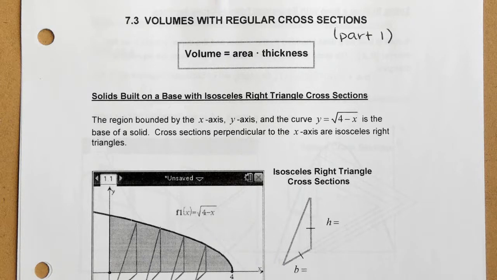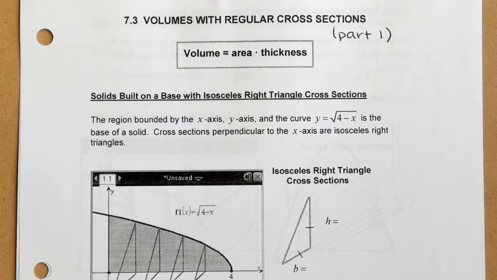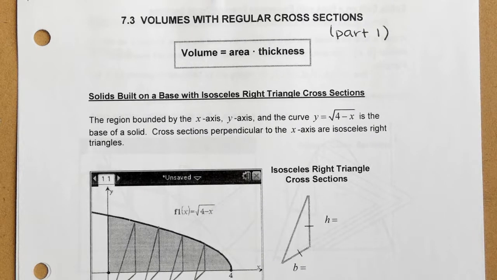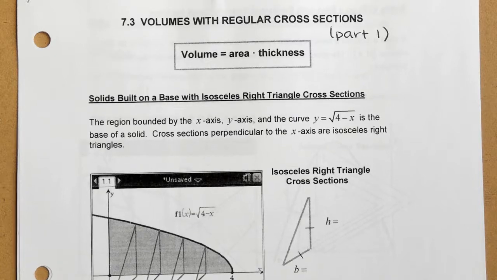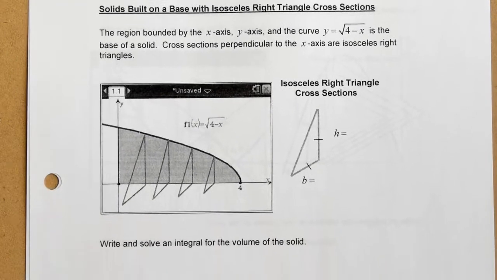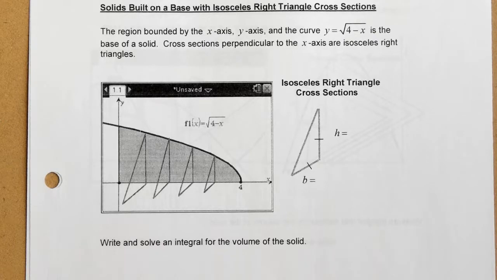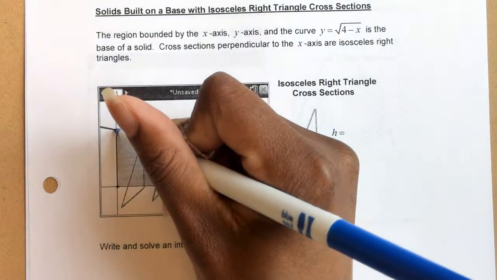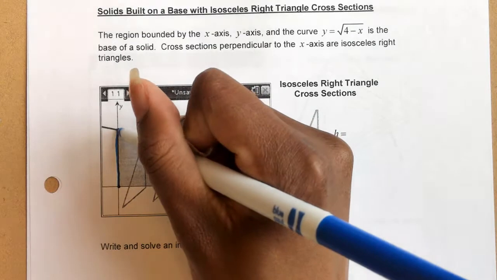Section 7.3 has 3 parts, part 1, 2, and 3. And all 3 of those parts deal with volume of various solids on graphs. So part 1 deals with volumes with regular cross sections, and we're thinking of volume as the area times thickness. So in this section we're looking at building solids on top of the graph that we have.